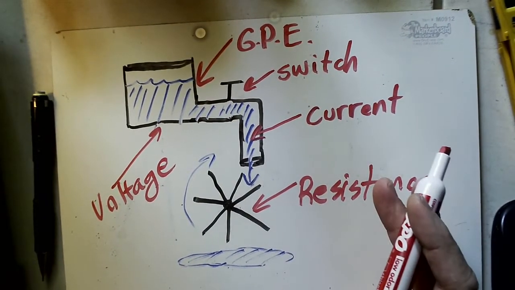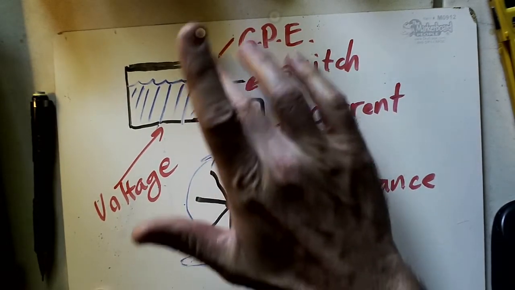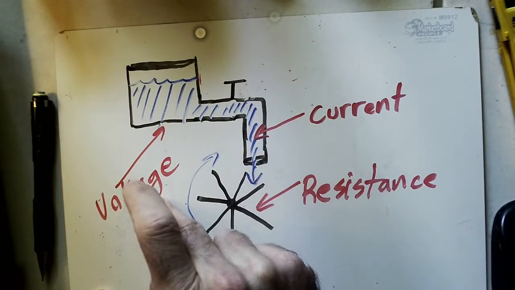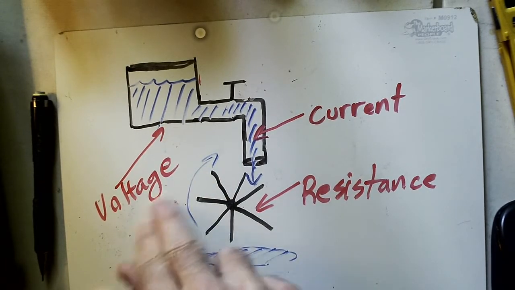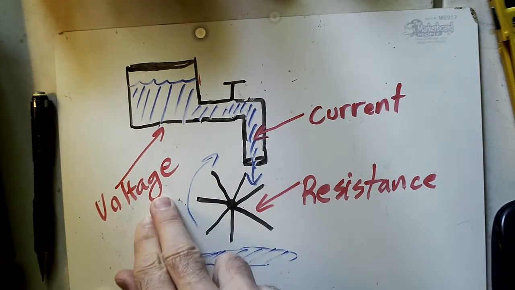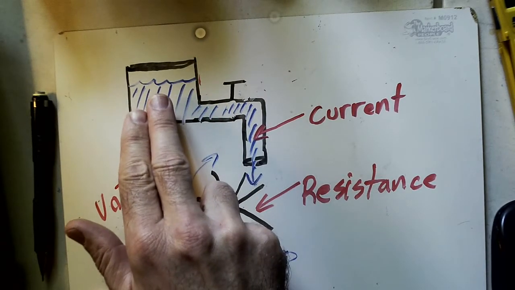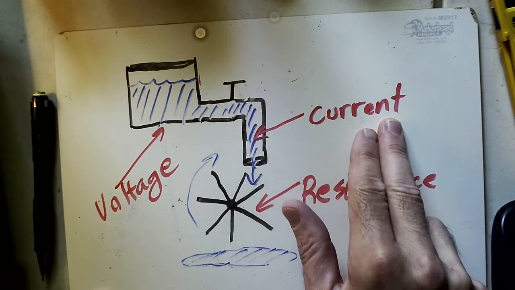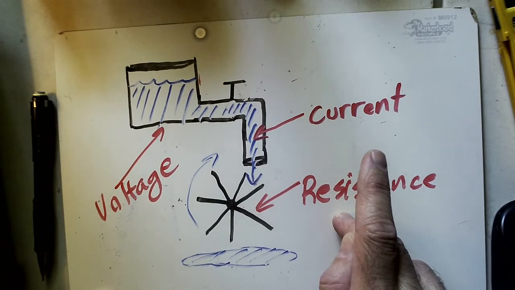Right now we have everything we need to describe how electricity works. We have potential energy, stored energy, which when we're talking about electricity would be voltage. Once this gate is open, this stored energy starts to flow, and that is called current. And whatever slows down that current is called resistance.